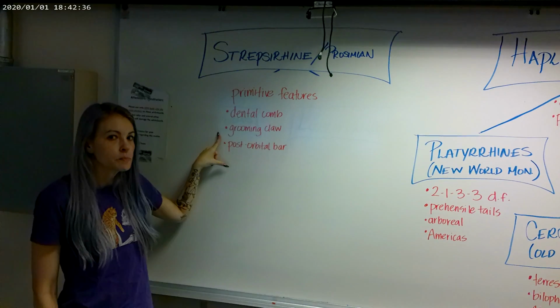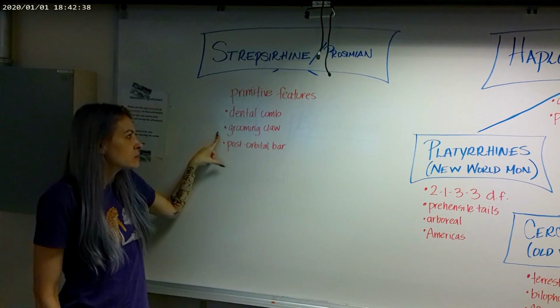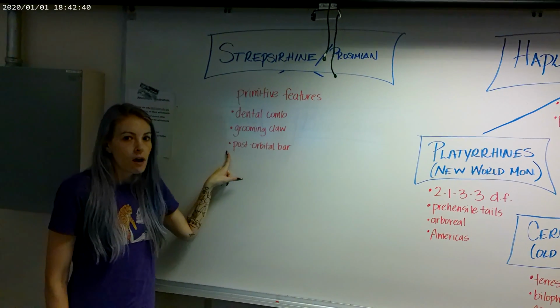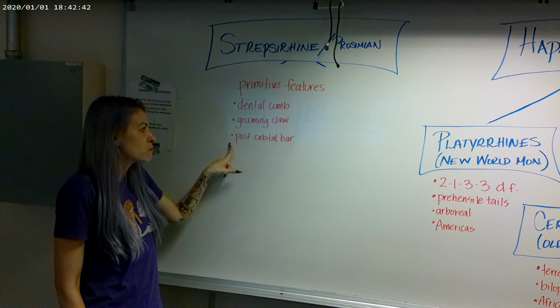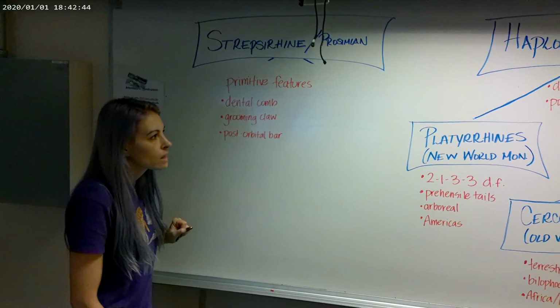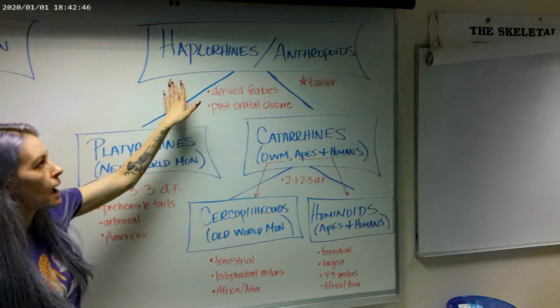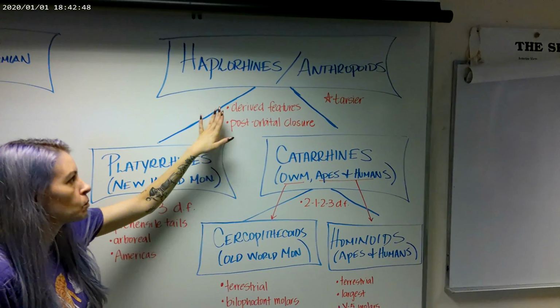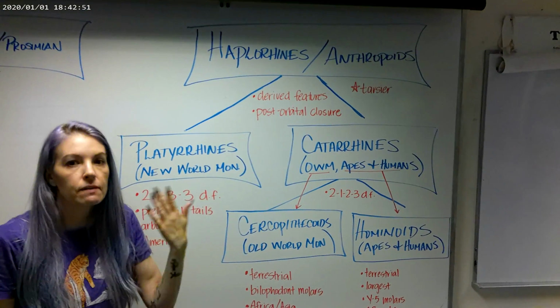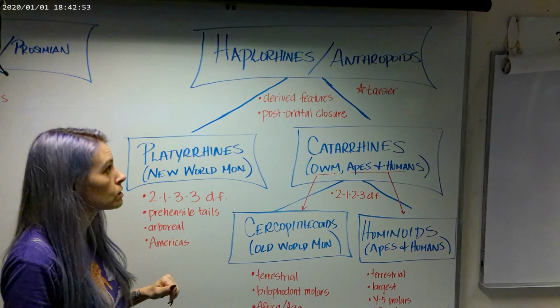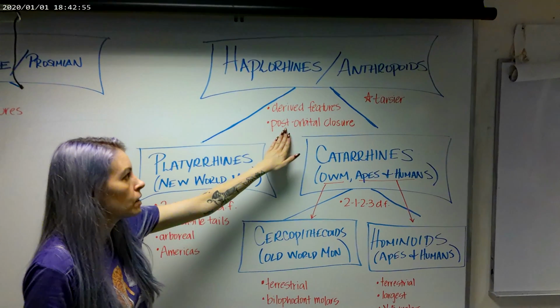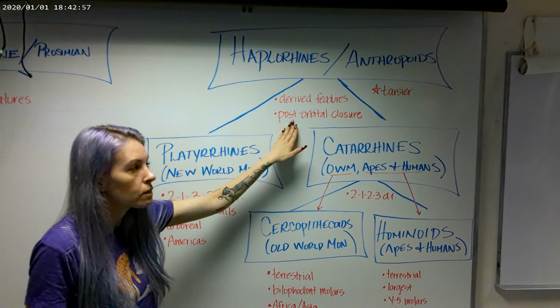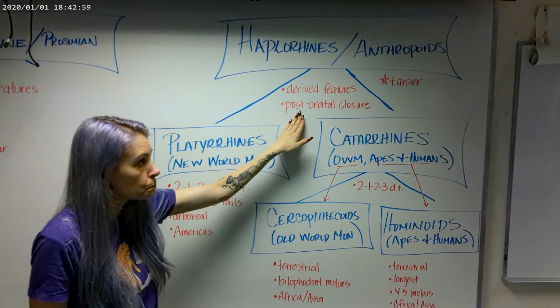They have nails but retain one claw that is also used for grooming, and they only have partial protection of the eye in the form of a postorbital bar. Everything else you'll learn is a haplorhine anthropoid that has more derived features, which means they've changed since the ancestral form. The main one here is they have full protection of the eye in the form of postorbital closure.